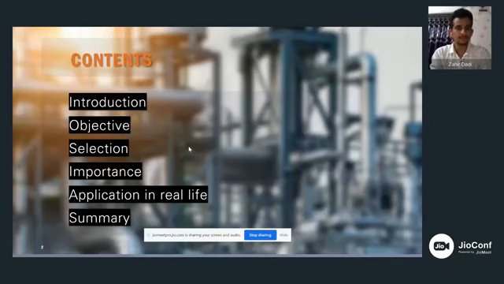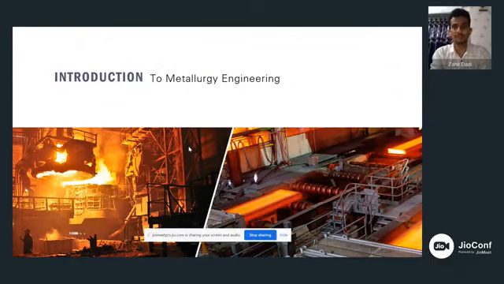So let's begin. First of all, what is metallurgical engineering and what does a metallurgist do? This is a very basic question. When we hear about metal, what does a metallurgist do? It is not rocket science. Metallurgy is a very basic field. In this, we extract ores from the earth's crust, then we process them for purification, and after that we form them into the final product by applying different methods.